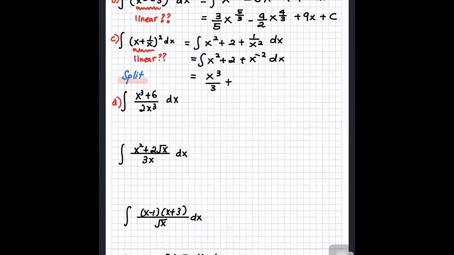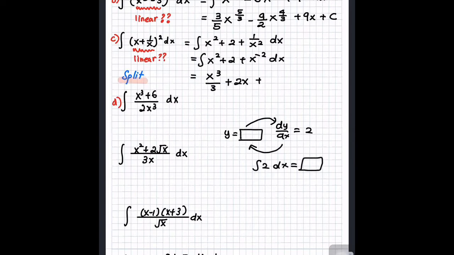Nice. Integrate 2. What do I get? 0. Hello? 0. It means your dy dx is equal to 2. When I'm asking you, what is your y? What goes into the box? 2x. Smart girl, 2x. Then minus 1 over minus 1, which we can write as minus 1 over x plus c.